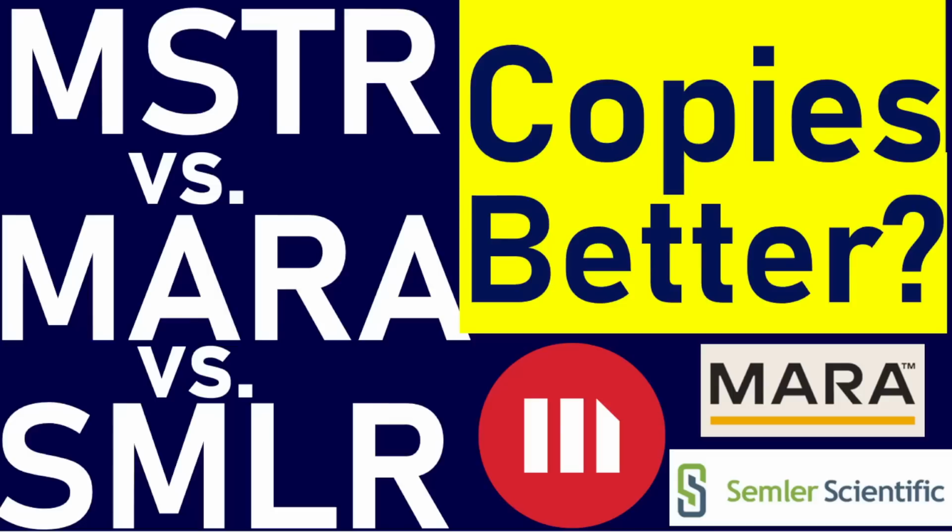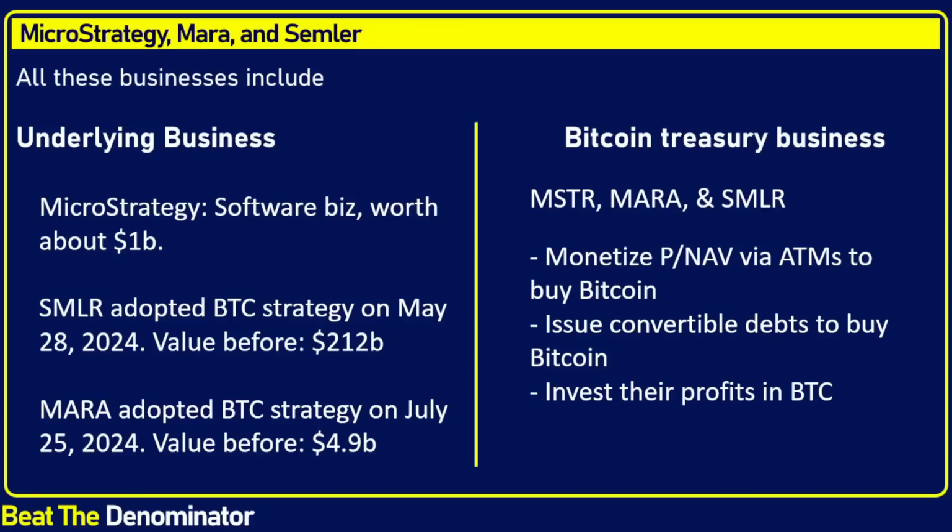Hello, everybody. So today, now that Bitcoin is up a little bit, getting into the new year, I want to talk about MicroStrategy versus Mara and versus Semler, specifically asking the question whether copies of the Bitcoin treasury strategy are actually better than the original, or whether one should stick to the MicroStrategy original. So anyways, this is not financial advice, of course, but let's get started.